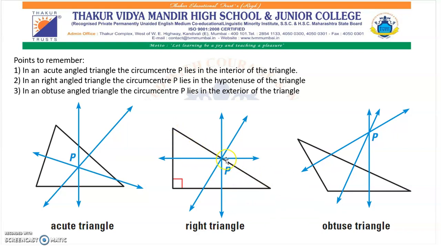This is called hypotenuse. In an obtuse angle triangle, the circumcenter P lies in the exterior of the triangle. You can see this is an obtuse angle triangle, but the circumcenter P lies outside the triangle. We can say it as exterior of the triangle.